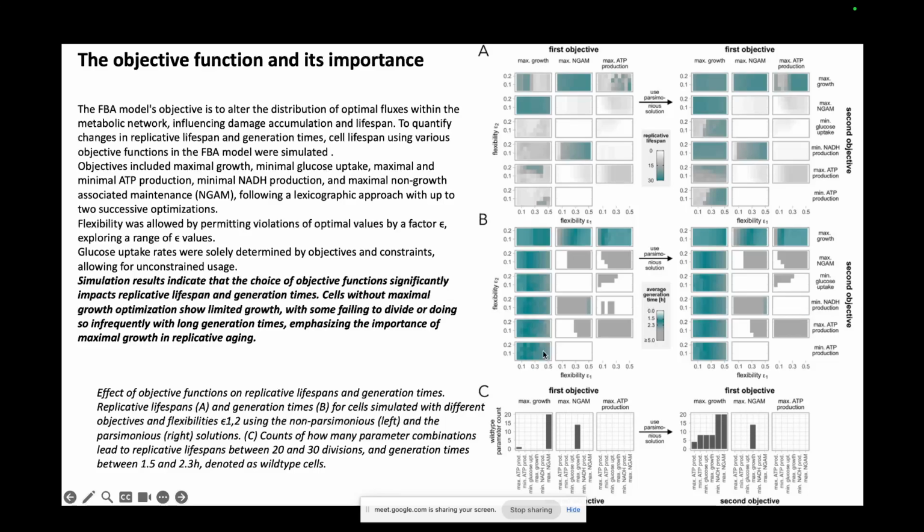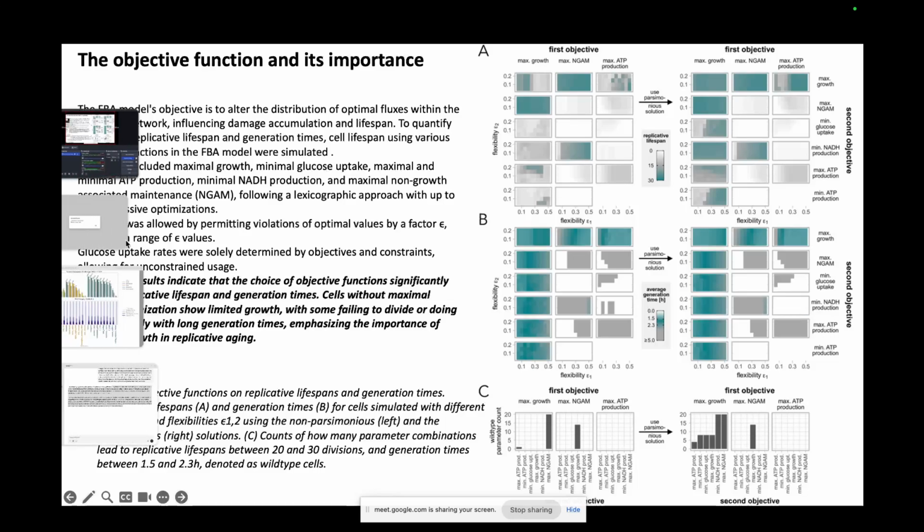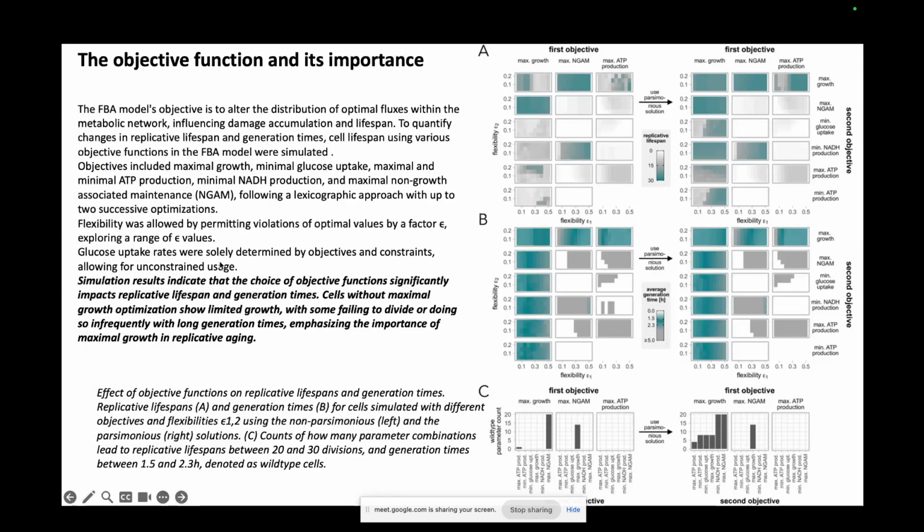So this is for this particular figure, exploring a range of values of eta. Glucose uptake rates were solely determined by objectives and constraints, allowing for unconstrained uses. What the simulation results indicate is that the choice of objective function significantly impacts replicative lifespan and generation times. Cells without maximal growth optimization showed limited growth, with some failing to divide or doing so infrequently with long generation times, emphasizing the importance of maximal growth in replicative aging.